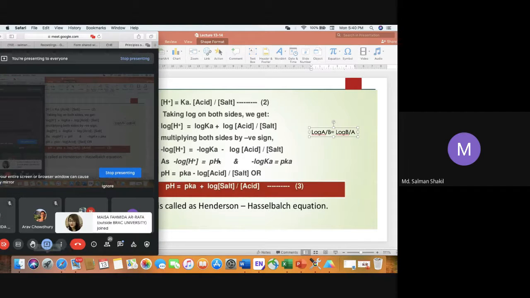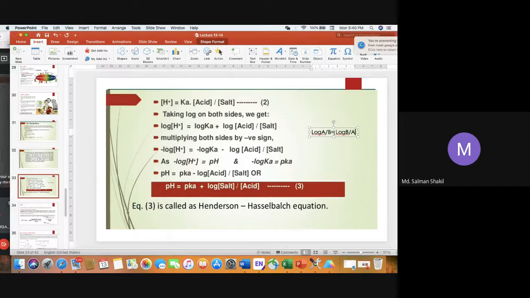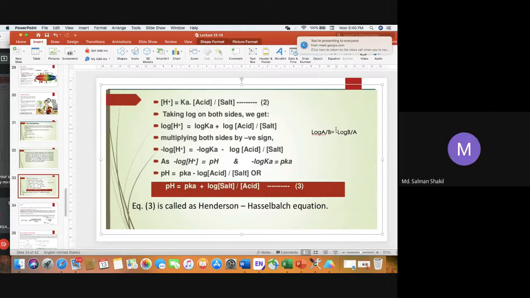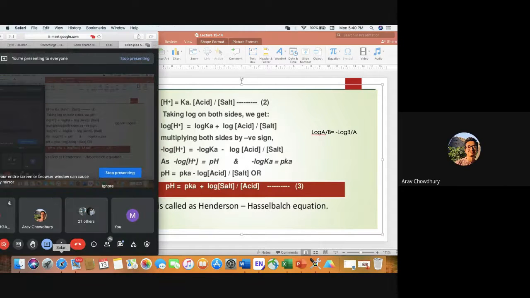You're seeing the screen, right? Yes, sir. Okay, so if we interchange log A by B to log B by A, then we have to put a minus sign here. Is it clear, sir? I got it. Okay, so this minus and this minus will be plus now, right? Plus. Is it clear? Yes, sir.